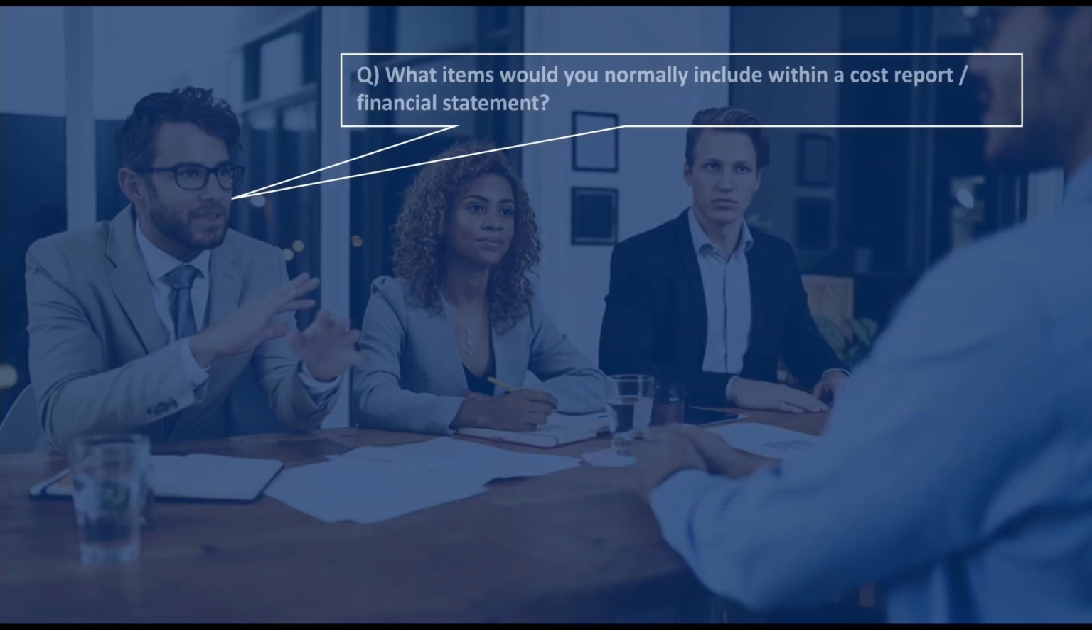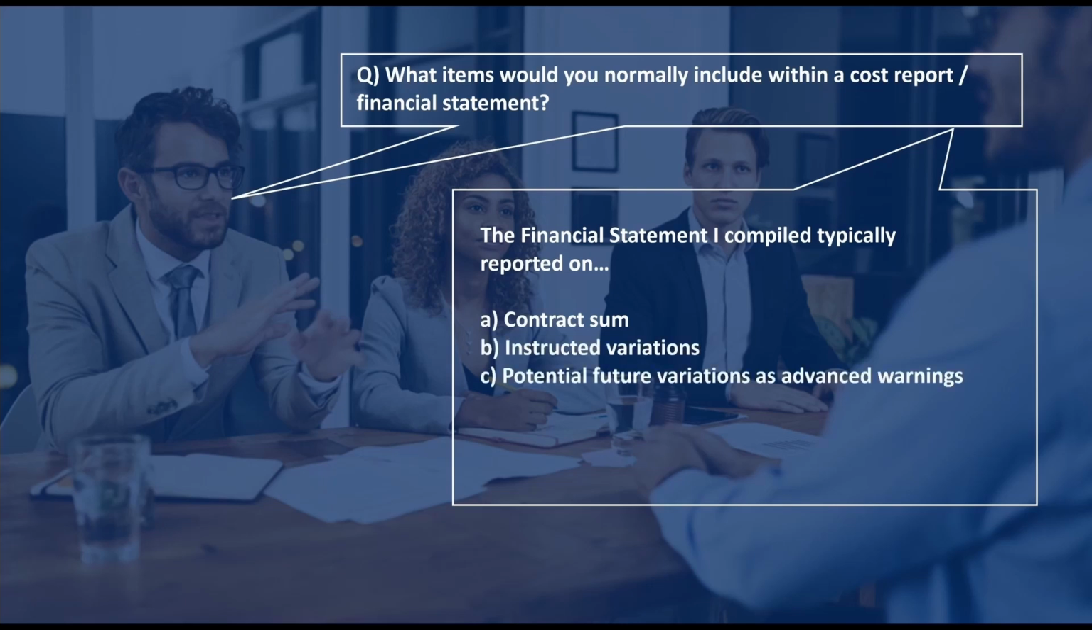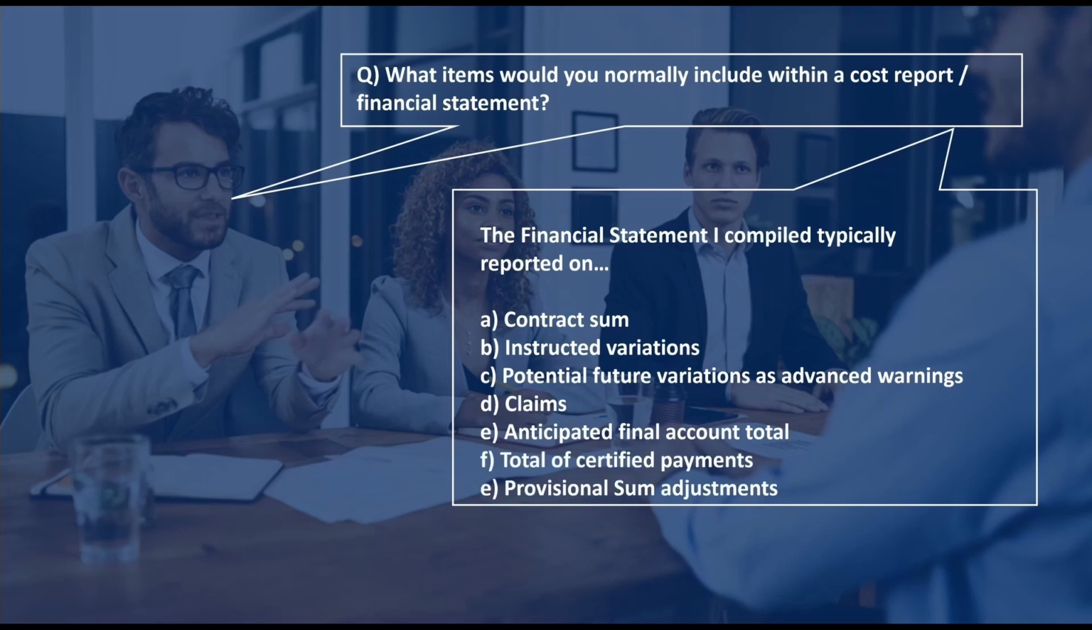Another question we may receive is what items would you normally include within a cost report or financial statement? And to address this, we can say that a financial statement would typically include reference to the contract sum, any instructed variations, potential future variations as advance warnings, any ongoing claims, the anticipated final account total, the total of certified payments, and any provisional sum adjustments.